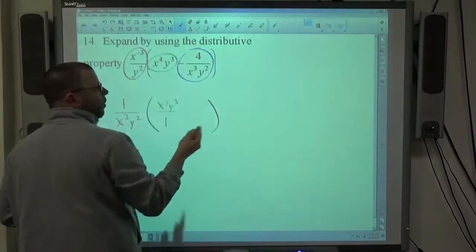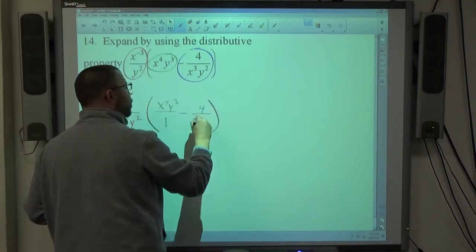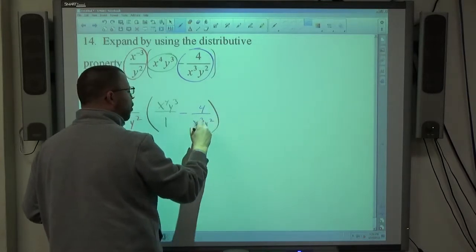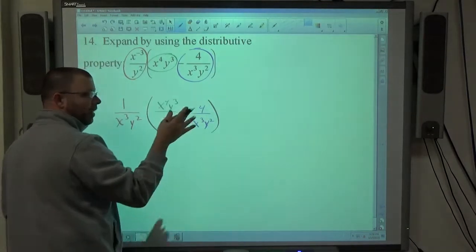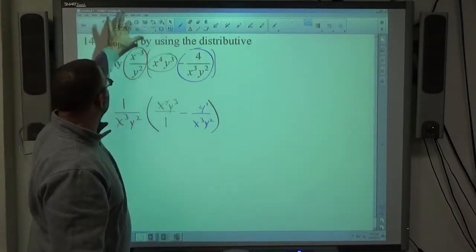And then this, also behaving itself, everything's positive power, so negative 4 over x cubed y squared. Don't be falling into the trap, you see a minus sign, you think you have to move something. It's 4 to the first power. First power is a positive power, so it's right where it belongs.